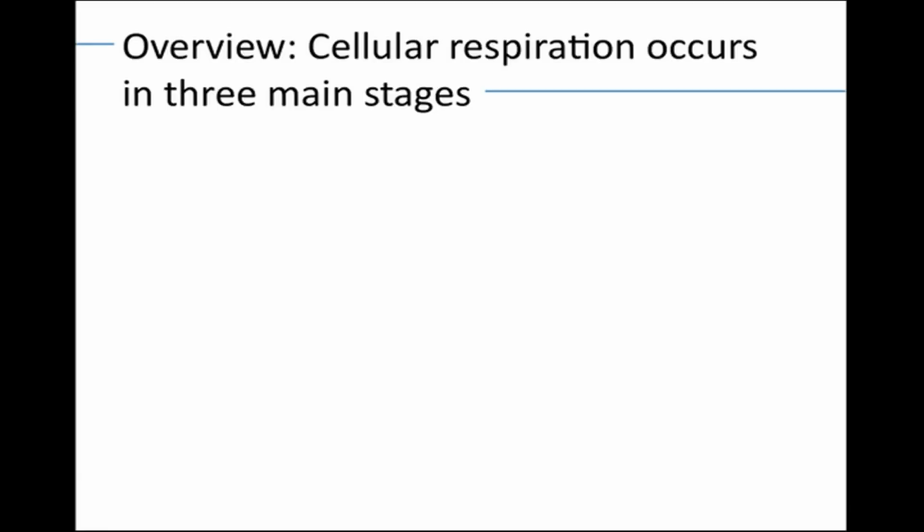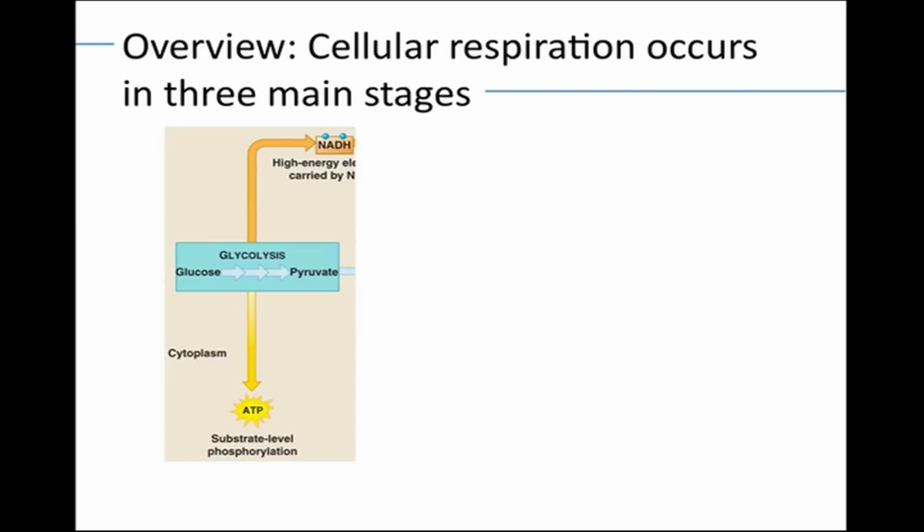Cellular respiration consists of a sequence of steps that can be divided into three main stages. Stage 1, glycolysis, occurs in the cytoplasmic fluid of the cell, that is, outside the organelles. Glycolysis begins respiration by breaking glucose into two molecules of a 3-carbon compound called pyruvate.